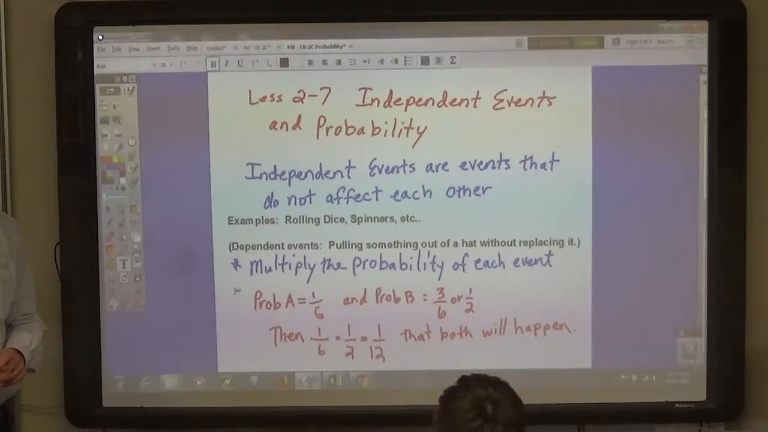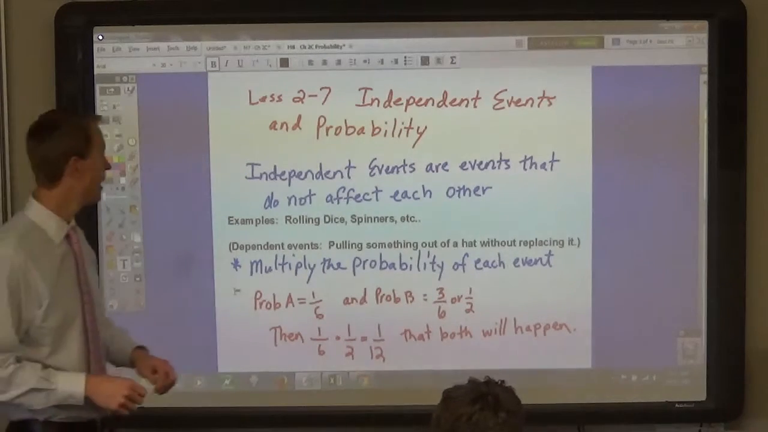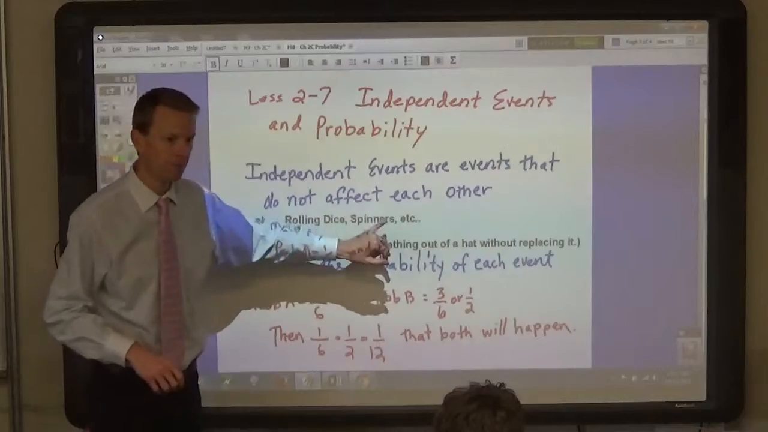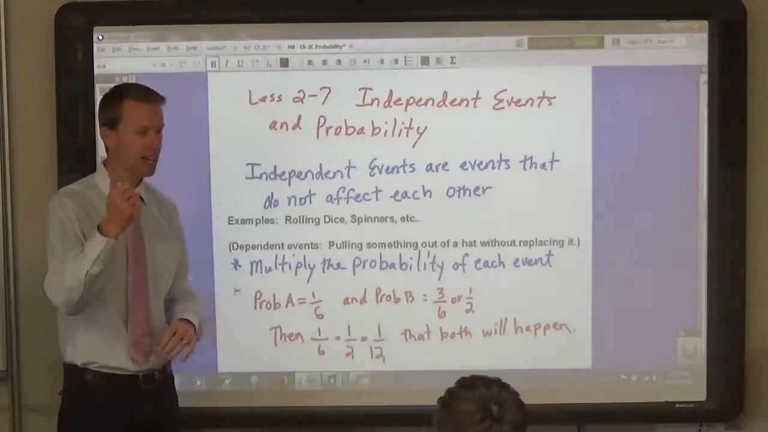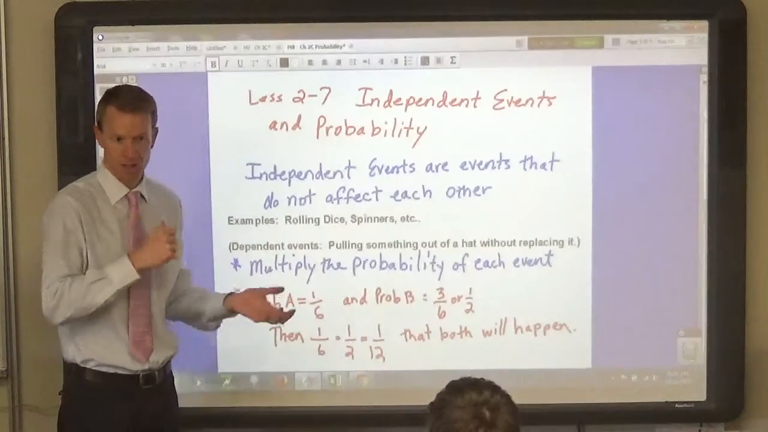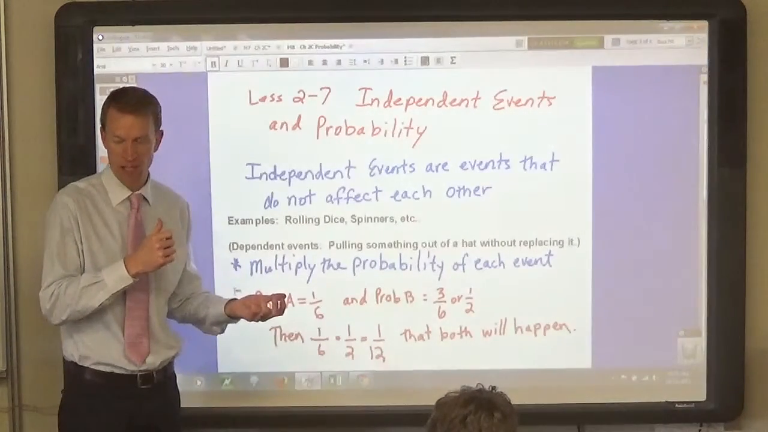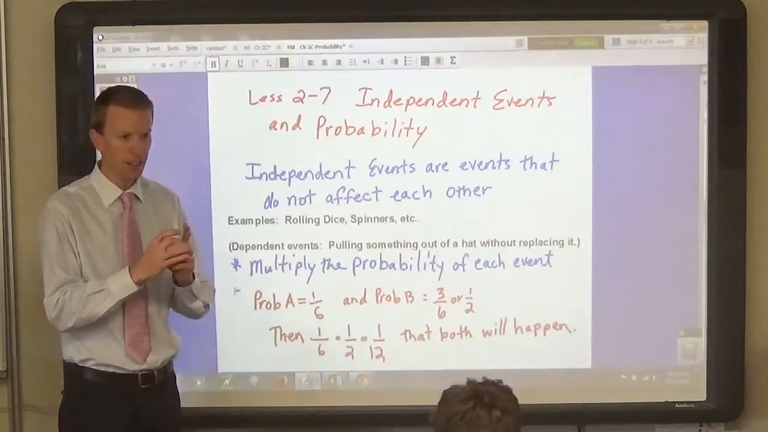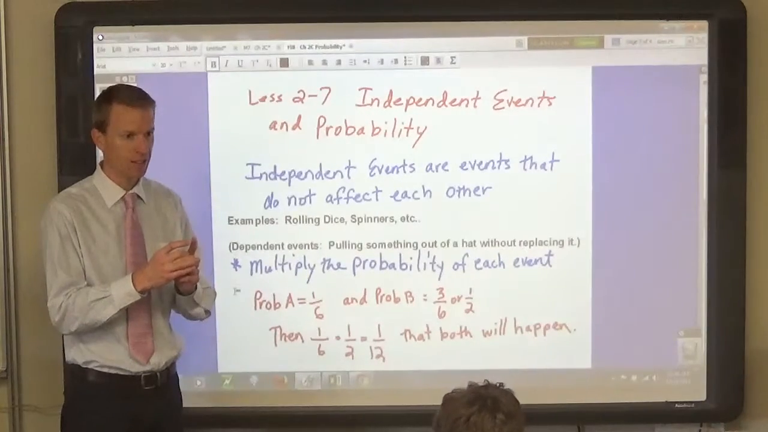Okay? Now, flipping a coin is another example of independent events, because if you get heads one time, does it mean that your chances of getting heads the second time are less? No, they're exactly the same. 1 out of 2, right?